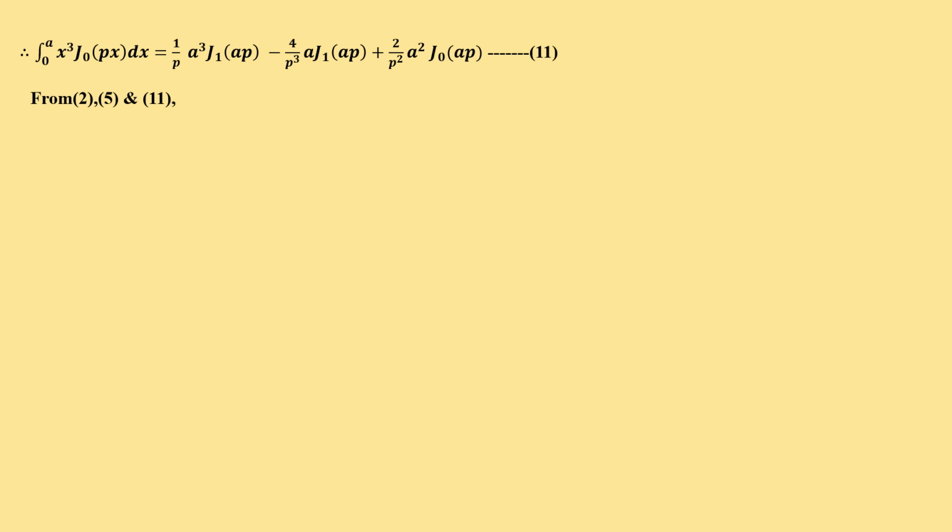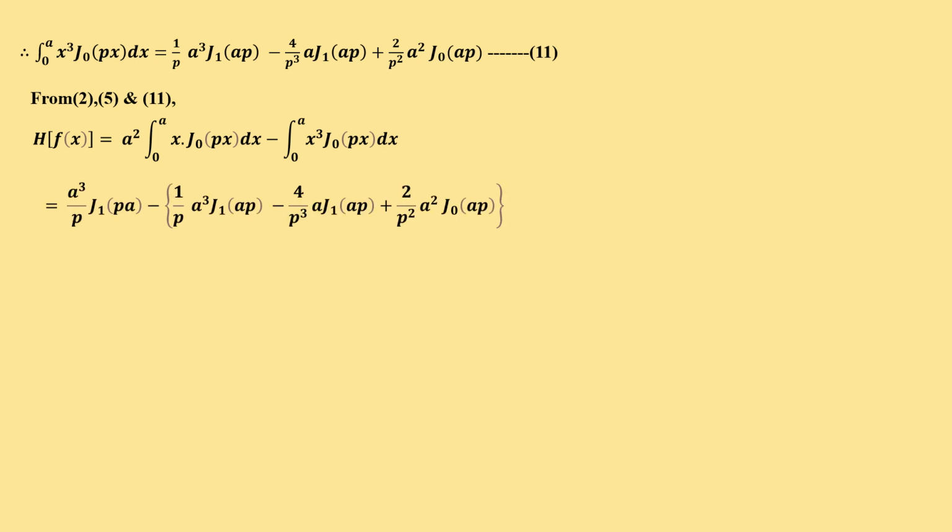So from 2, 5 and 11 we will get the Hankel transformation of f of x, which is equal to a square integral 0 to a x J0 of px dx minus integral 0 to a x cube J0 of px dx. So we know the values, right? For the first integral and second integral we are replacing: a cube by p J1 of pa minus 1 by p a cube J1 of ap minus 4 by p cube a J1 of ap plus 2 by p square a square J0 of ap, that is a cube by p J1 of pa minus 1 by p a cube J1 of ap. So we are multiplying with minus, right? So minus into minus plus 4 by p cube a J1 of ap. So plus into minus minus 2 by p square a square J0 of ap.